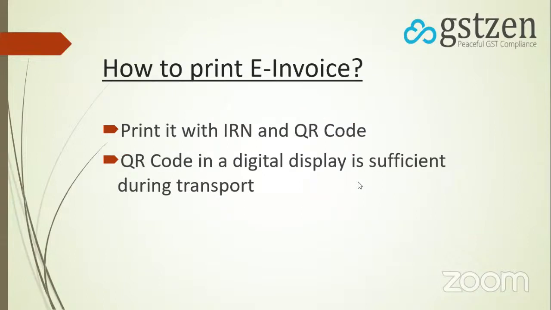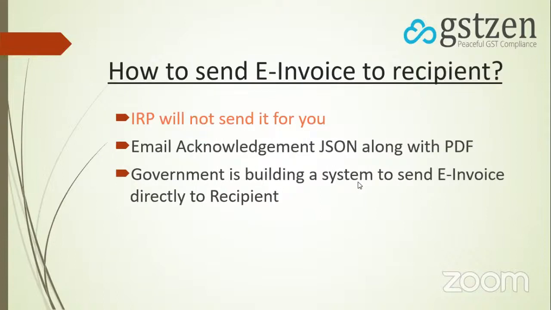How do you print the e-invoice? You can print it, use the government PDF, or you can have your own PDF. You would need to integrate the QR code as well as IRN details to your invoice. The government does not give a specific format, but it tells you the details that are mandatory for an invoice. So all details should be there. There is no necessary specific format.